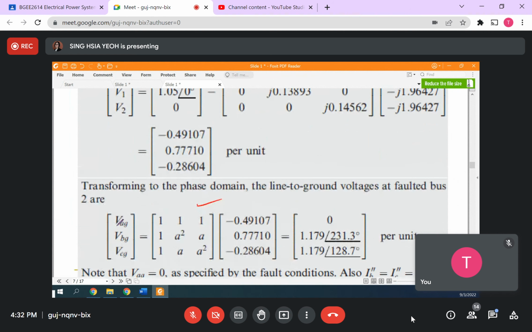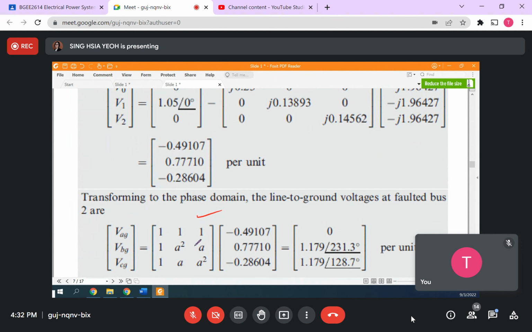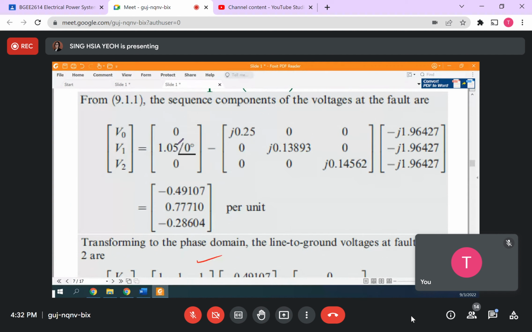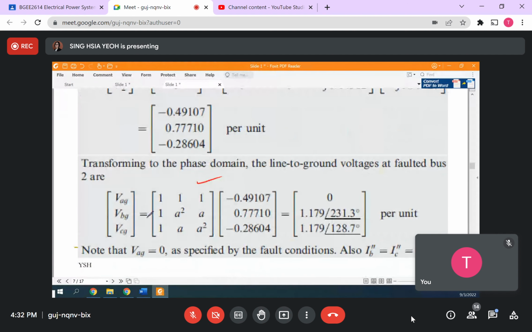This is the place that I said I won't set questions for the sequence network chapter alone, okay? But I will combine it with the unsymmetrical fault. So you do this, then you convert. The unsymmetrical fault chapter normally carries a lot of marks. Last time during the COVID online exam, I gave 40 marks.